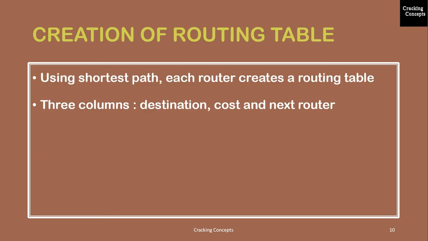And the final step is creation of routing table. Using the shortest path tree, each router creates a routing table which has 3 columns, namely destination, cost, and next router.